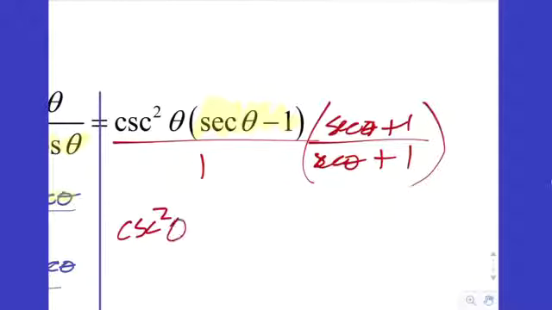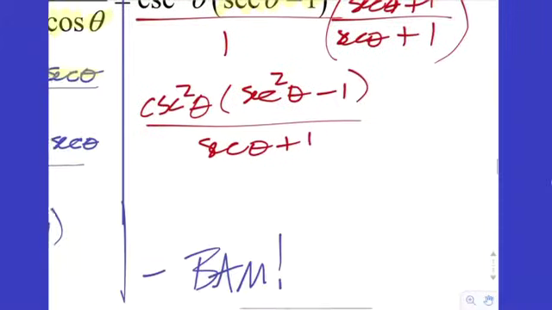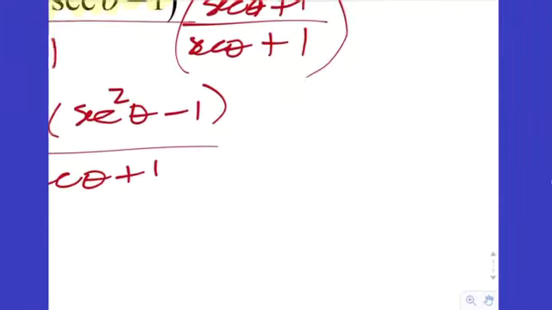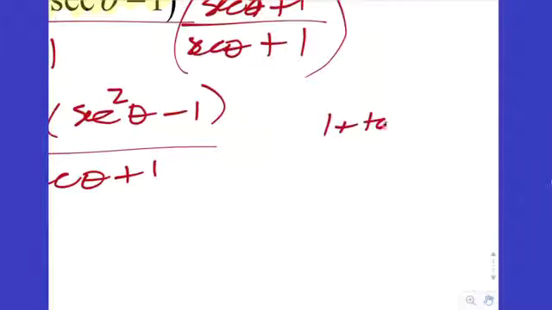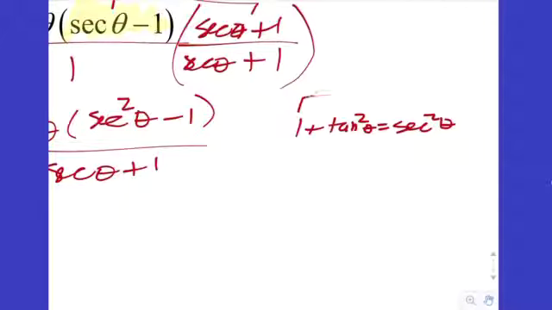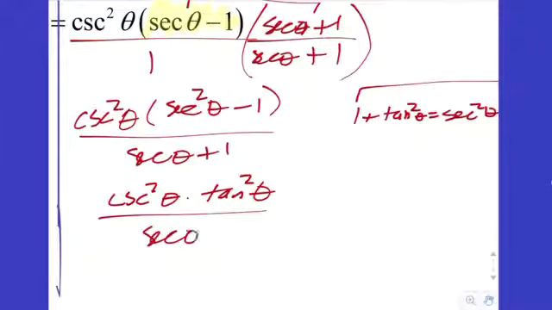So let's see what that would look like. You multiply your conjugates out every time. That gives you secant squared of theta minus 1, and now that's all over secant of theta plus 1. Is secant squared of theta minus 1 equal to anything? If you're not sure, go off to the side and write 1 plus tangent squared of theta equals secant squared of theta, and then manipulate it. Secant squared of theta minus 1 is equal to tangent squared. So you have cosecant squared times tangent squared all over secant of theta plus 1.